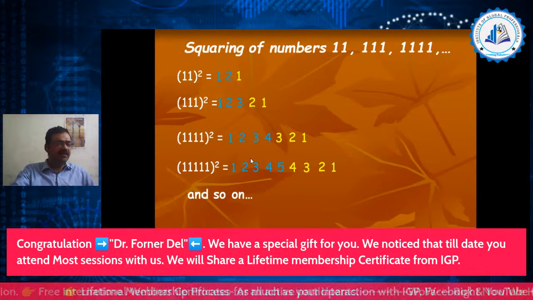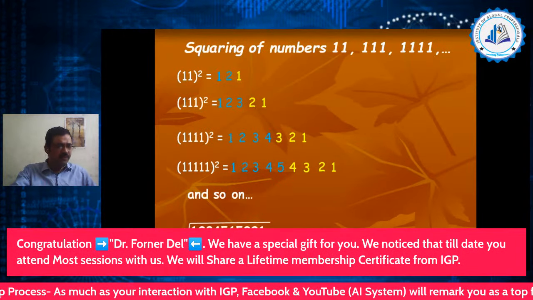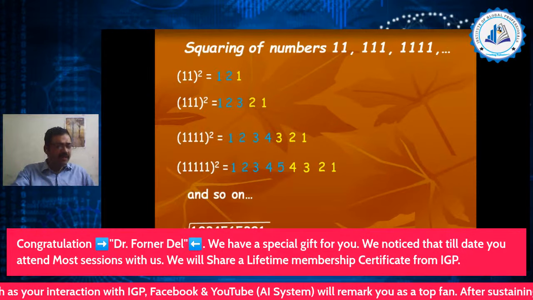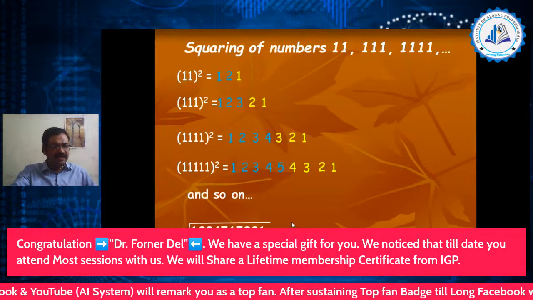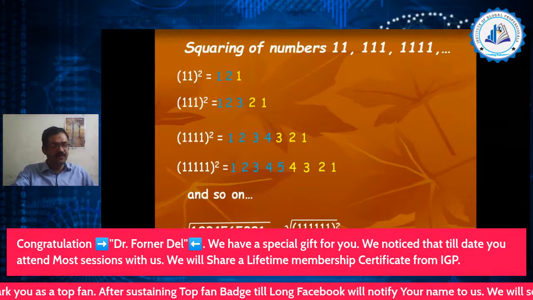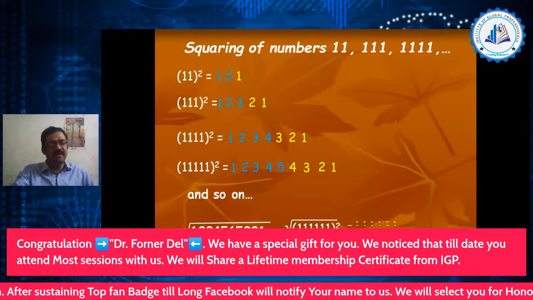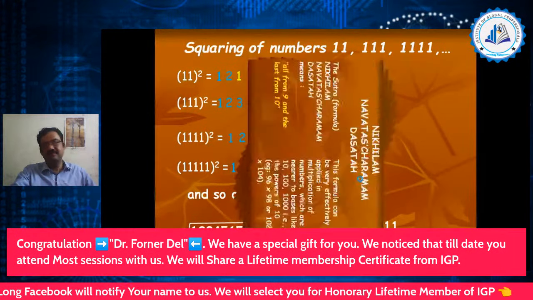In this method, a very interesting question. If you want the square root of 12345654321, here the continuous number is 1, 2, 3, 4, 5, 6. That is, we can write it as the square of a 6 digit 1. So the square root of this number is 111111. We get it in only a single line.